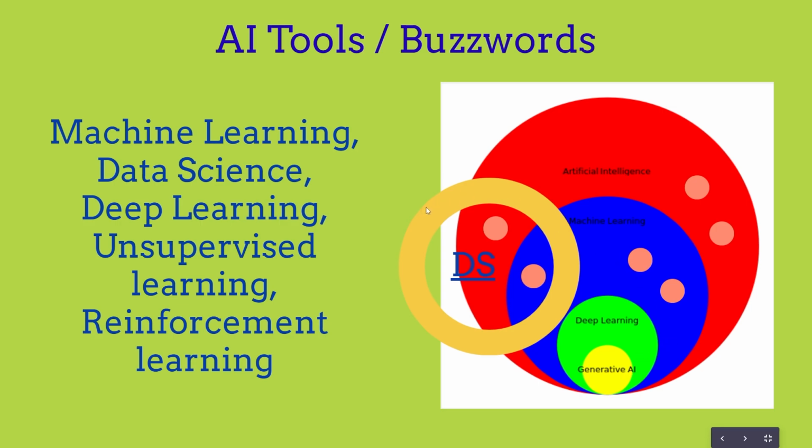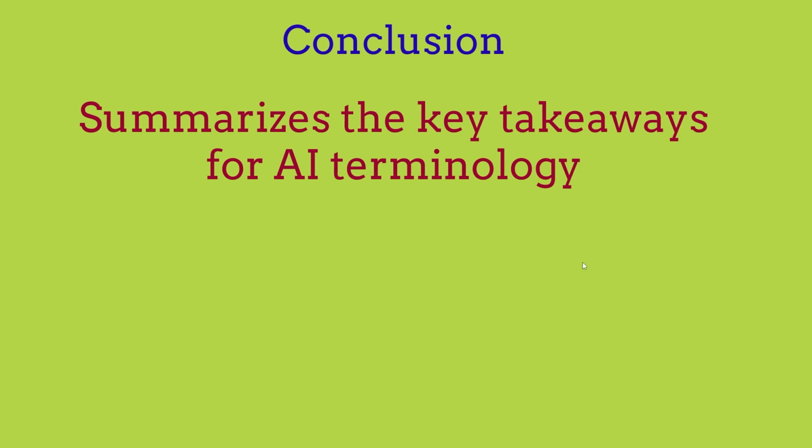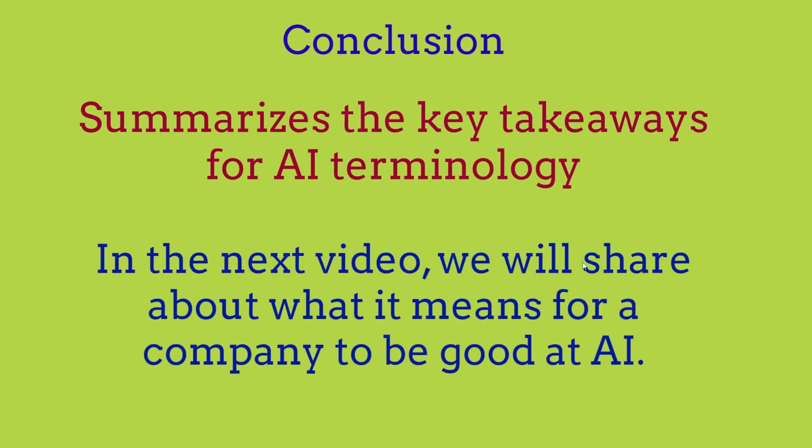Finally, we can see there's data science too, but data science is a different branch. It also contains a bit of AI and machine learning, but it also contains other things that are not inside of this AI part here. In summary, this covers what buzzwords and AI tools are. As a conclusion for this video, we summarized the key takeaways for different types of AI terminology. In our next video, we're going to share what it means for a company to be good at AI.